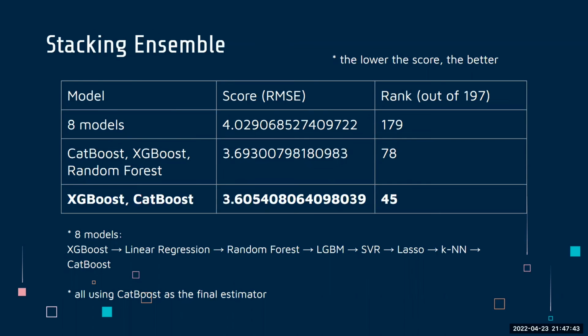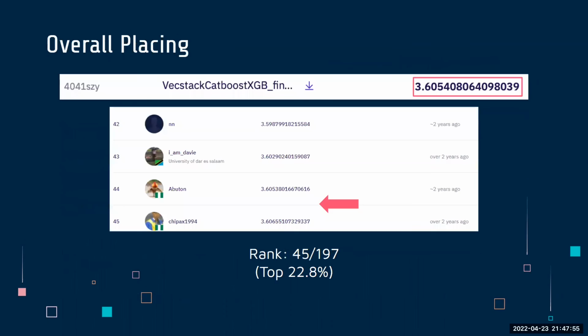Hence, we removed the random forest model from the ensemble as it had the worst performance amongst the 3 models and fitted the ensemble to the training data again. This time, we obtained a rank of 45. Using our best performing model, we obtained a score of 3.6054 on the Zindi competition platform. Hence, our rank is 45 out of 197 participants, which places us in the top 22.8%.